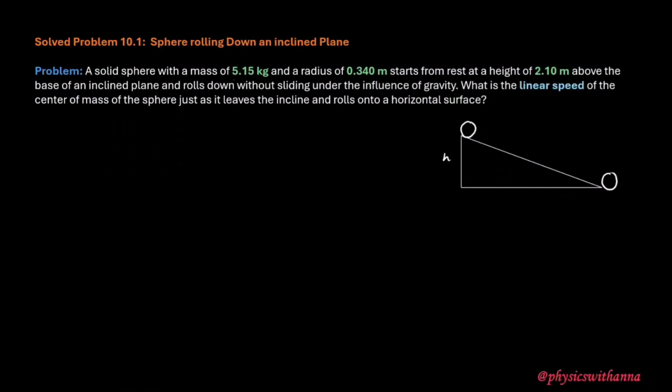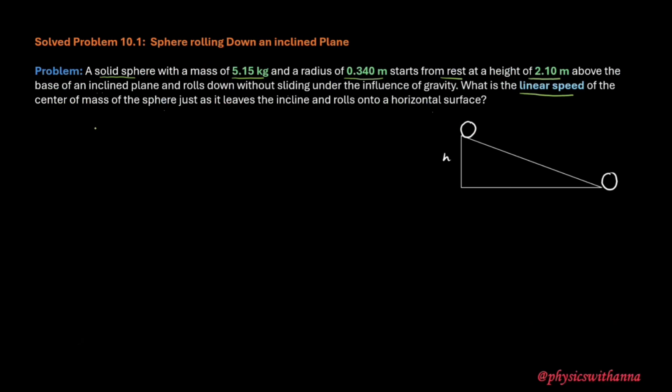Solve problem 10.1. Sphere rolling down an inclined plane. A solid sphere with a mass of 5.15 kg and a radius of 0.340 meter starts from rest at a height of 2.10 meter above the base of an inclined plane and rolls down without sliding under the influence of gravity. What is the linear speed of the center of mass of the sphere just as it leaves the incline and rolls into a horizontal surface?